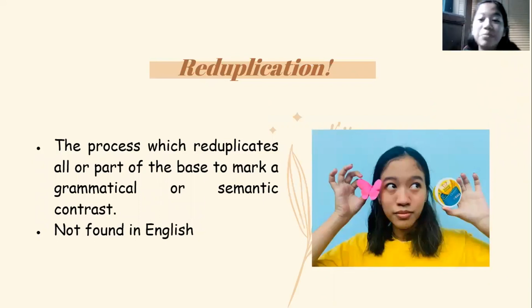The next one is reduplication. Reduplication is the process which reduplicates all or part of the base to mark a grammatical or semantic contrast. Reduplication is not found in English, but it occurs a lot in Japanese and Indonesian, like mlaku-mlaku, and then kupu-kupu, kura-kura, laba-laba, and others. In this picture, I give the example of origami kupu-kupu and the factory brand of cake ingredients, that is kue pue, kue pue. The next one.